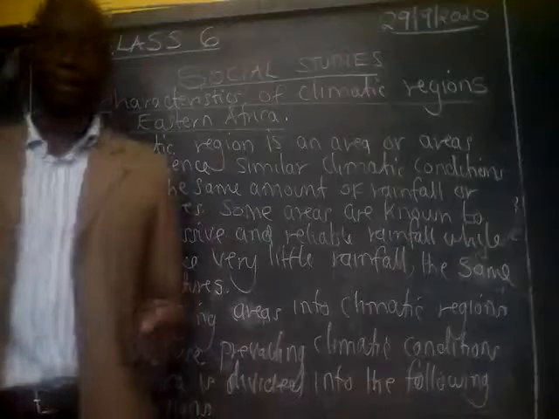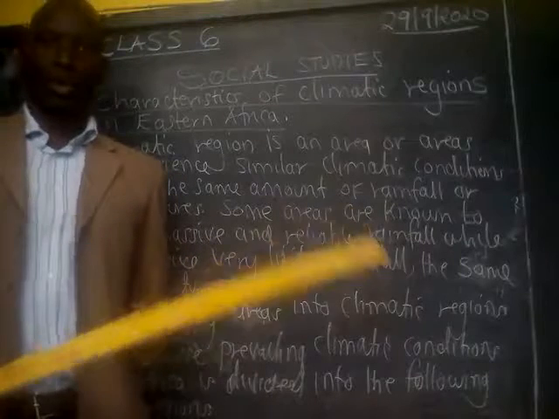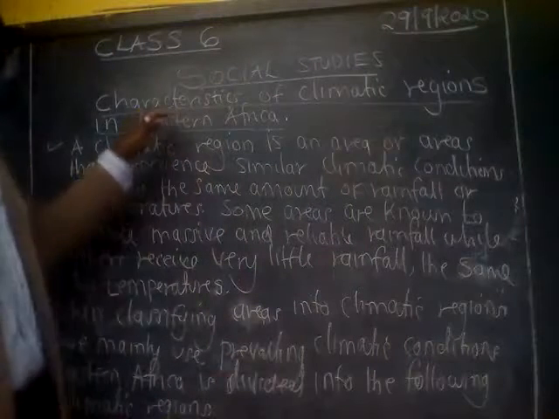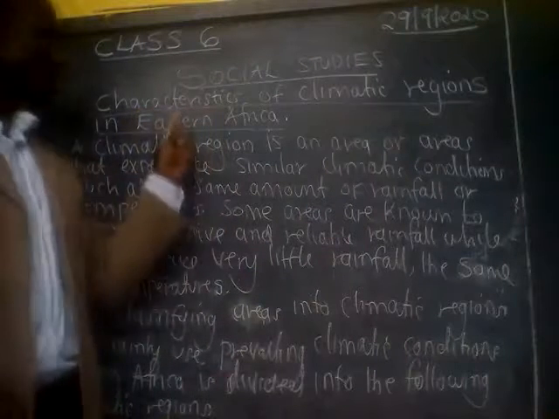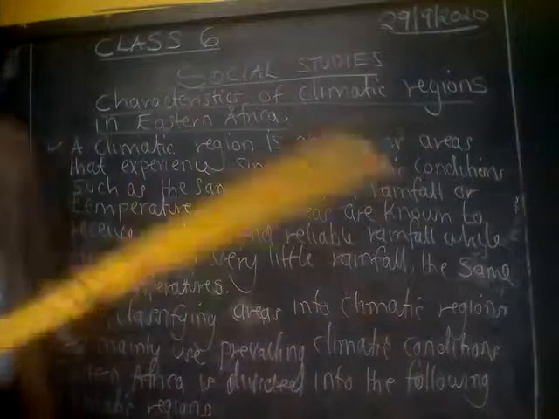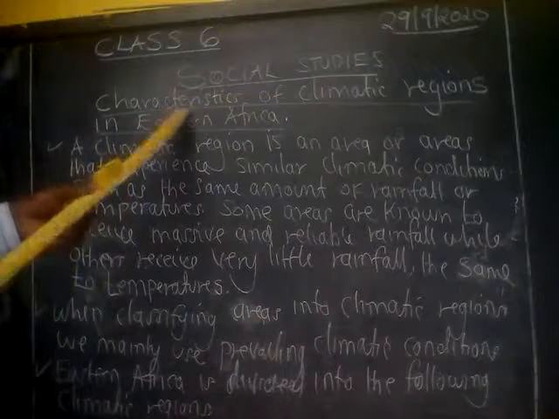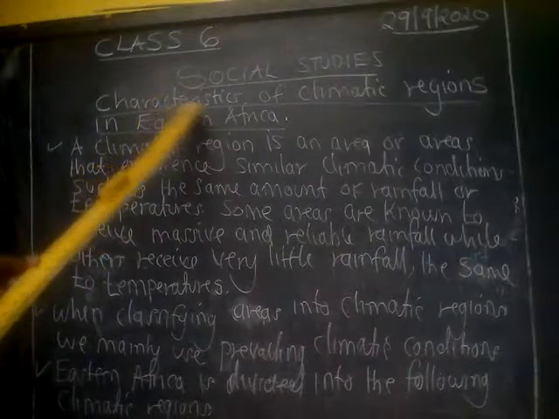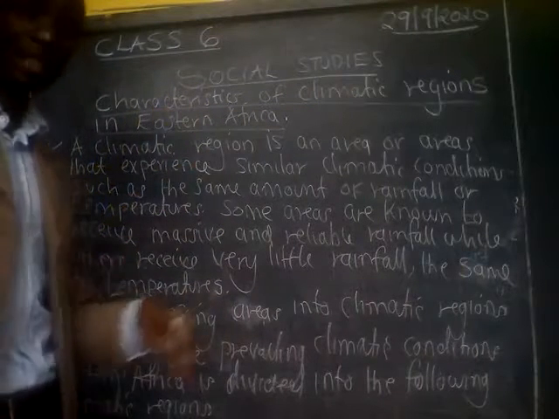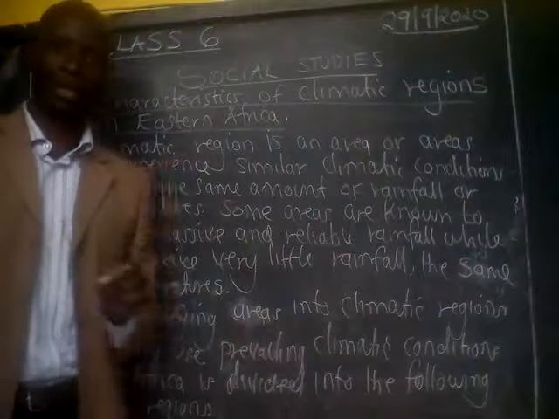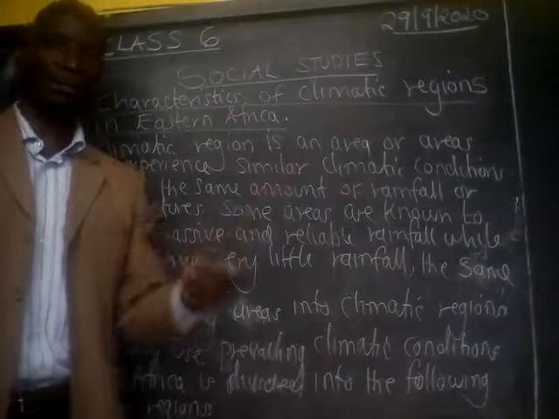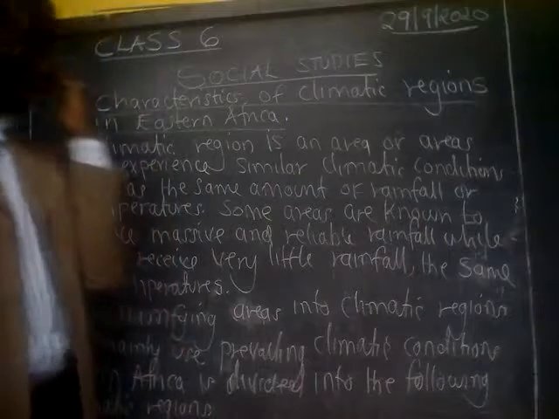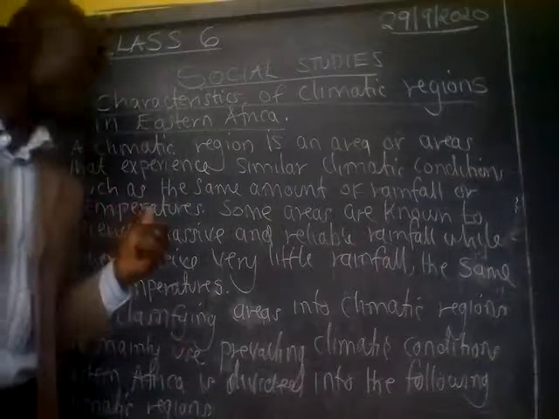So, morning class. We want to look at a certain topic in social studies: characteristics of climatic regions in Eastern Africa. Characteristics are possible features, things that we have to look into when we want to categorize a certain region in terms of climate.